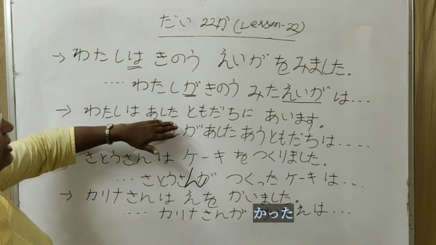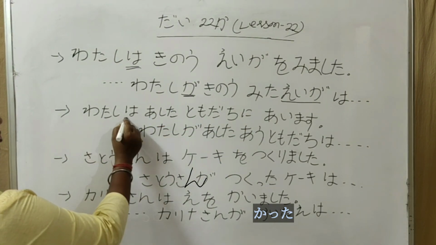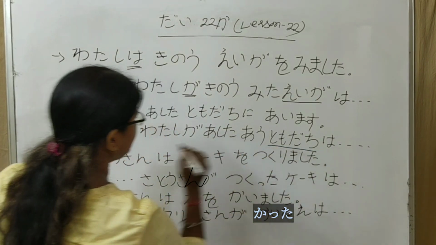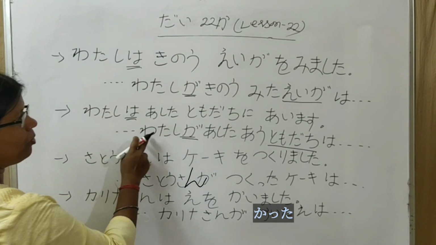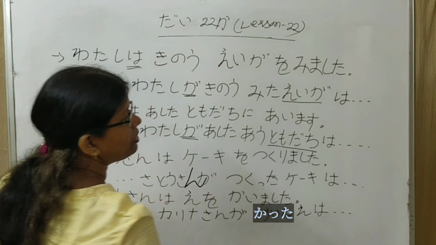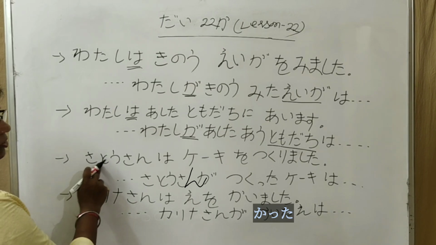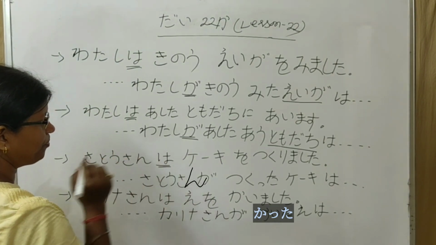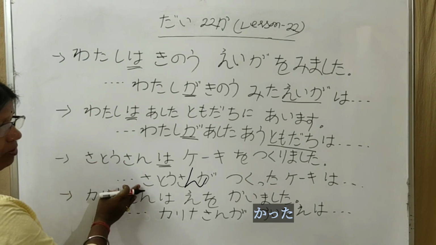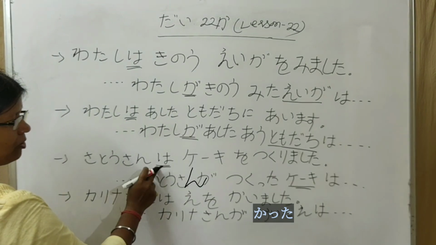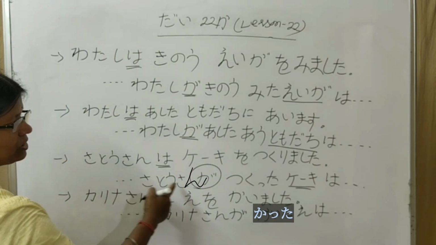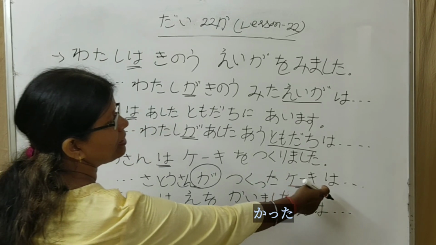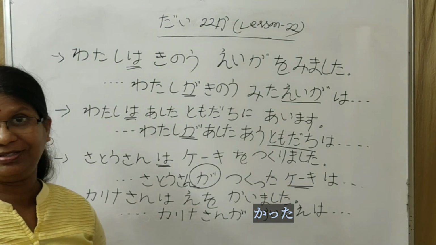Next, watashi wa ashita tomodachi ni aimasu. Here watashi takes wa, so watashi is the subject or topic of the sentence, but when it modifies the noun tomodachi, wa changes to ga. So, watashi ga ashita au tomodachi wa nihonjin desu. Next, Sato-san wa keiki o tsukurimashita. Here Sato-san is the topic of the sentence, so it takes the wa particle. But when this sentence modifies the noun keiki, Sato-san wa changes to Sato-san ga. So, Sato-san ga tsukutta keiki wa. Sato-san ga tsukutta keiki wa tabetai desu.